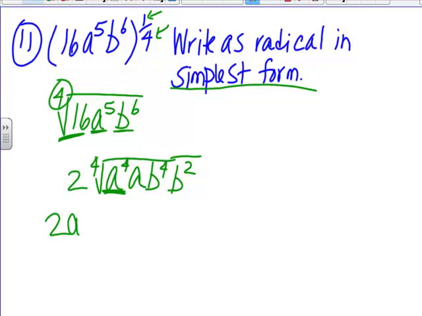That a is still stuck, so that a is staying. The 4th root of b to the 4th is b. That b squared is stuck. Let me tell you, the biggest common error here is to forget that 4, because if you don't write a 4 there, it's not a 4th root, it's a square root.